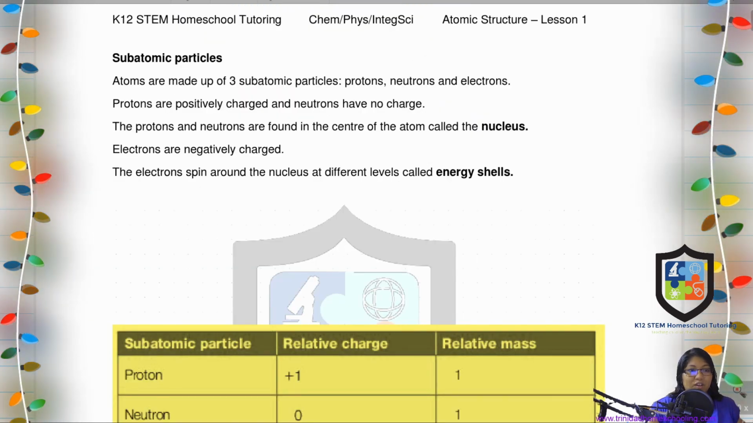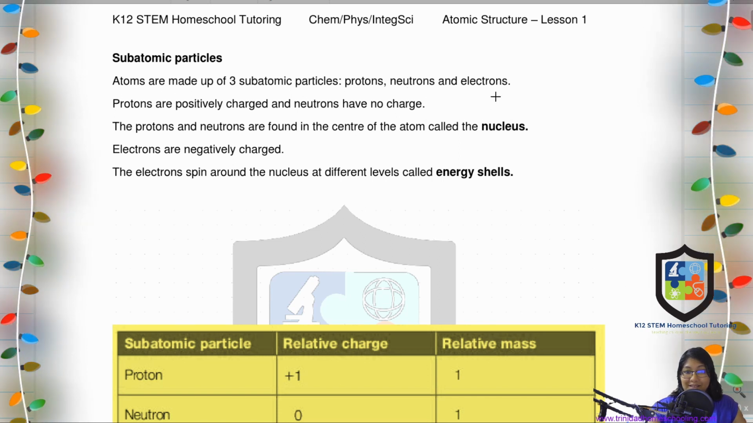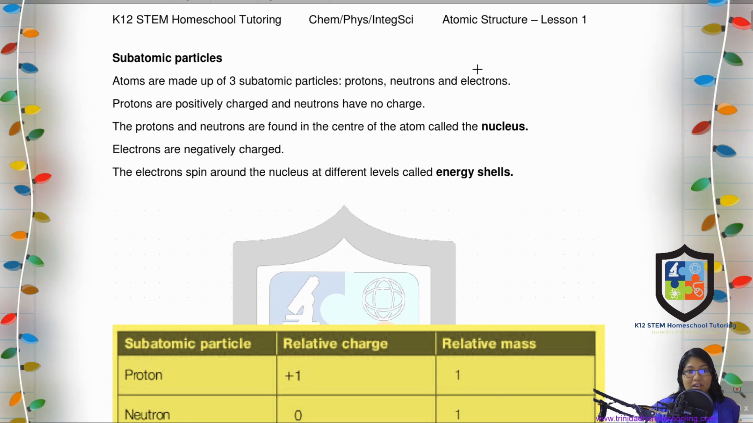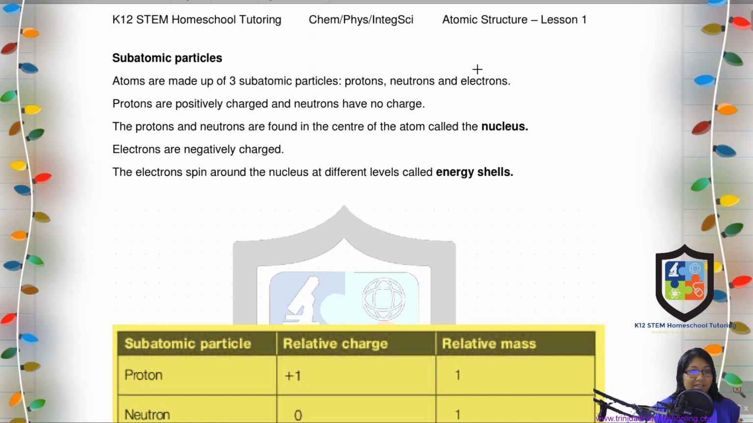Okay? Now atoms, they are made up of 3 subatomic particles. Right? Now you might be wondering, okay, if atoms are the smallest part of an element, why do we have smaller parts in the atom? Well, protons by themselves, neutrons by themselves, and electrons by themselves cannot be used to identify a particular element. Alright? We must have all of those together combined, called an atom, to identify what element is that. Okay?